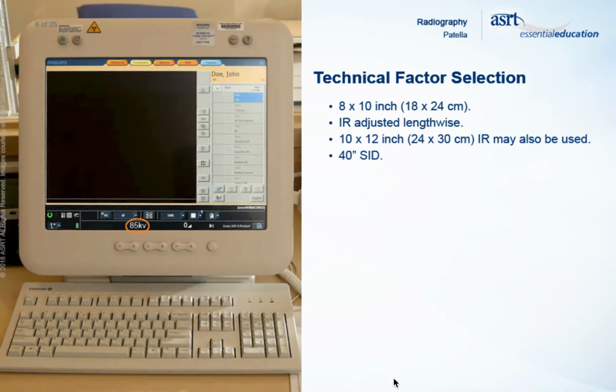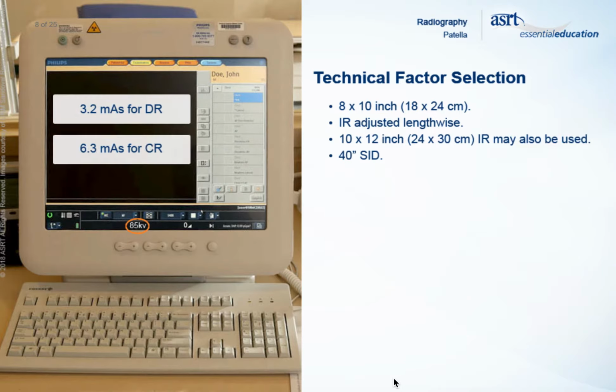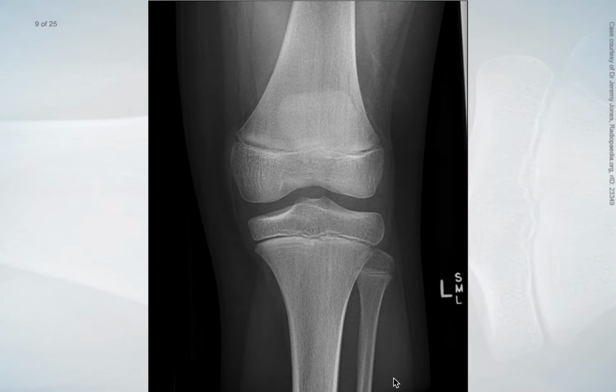85 kVp is a common setting for a PA projection, especially if a grid is used. Automatic exposure control may be used to achieve the proper mAs setting for a PA projection. However, common mAs settings are 3.2 mAs when using digital radiography and 6.3 mAs when using computed radiography. A small focal spot is selected. The PA projection shows the entire patella, which is superimposed on the femur.